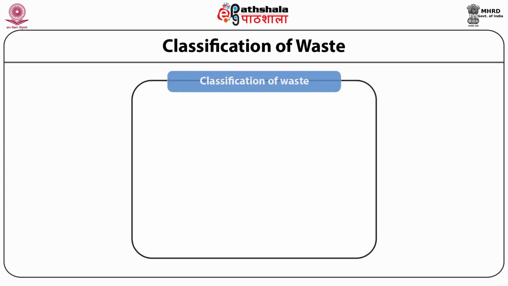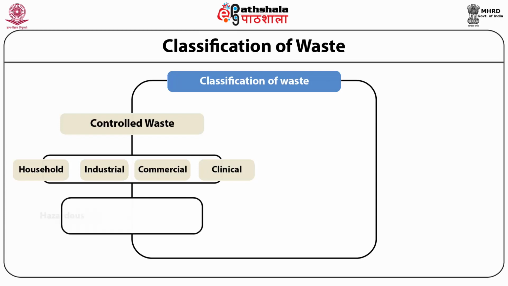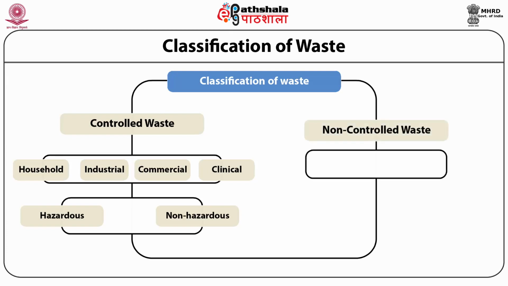Further, we can classify this waste as controlled waste and non-controlled waste. Now, the controlled waste includes household, industrial, commercial, and clinical. These can also be classified further into hazardous and non-hazardous waste. Now, under the category of non-controlled waste come agriculture, radioactive and explosives, which are again either hazardous or non-hazardous.